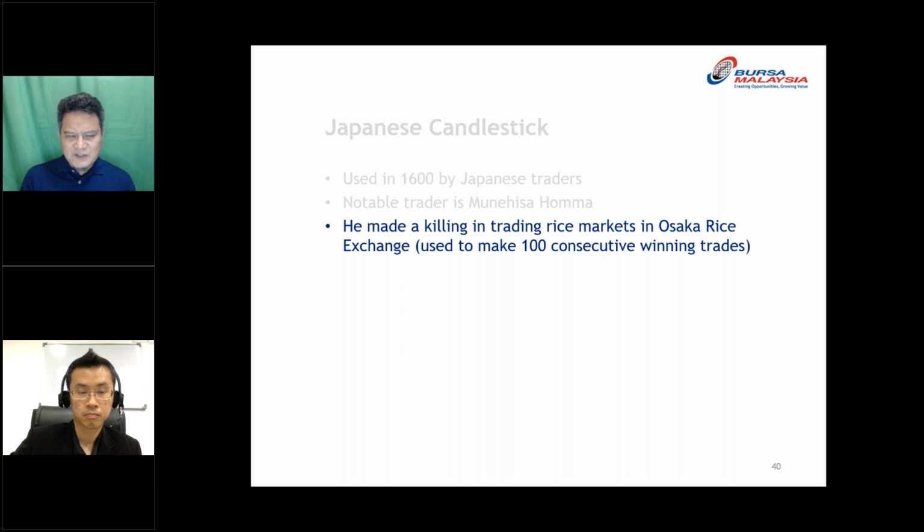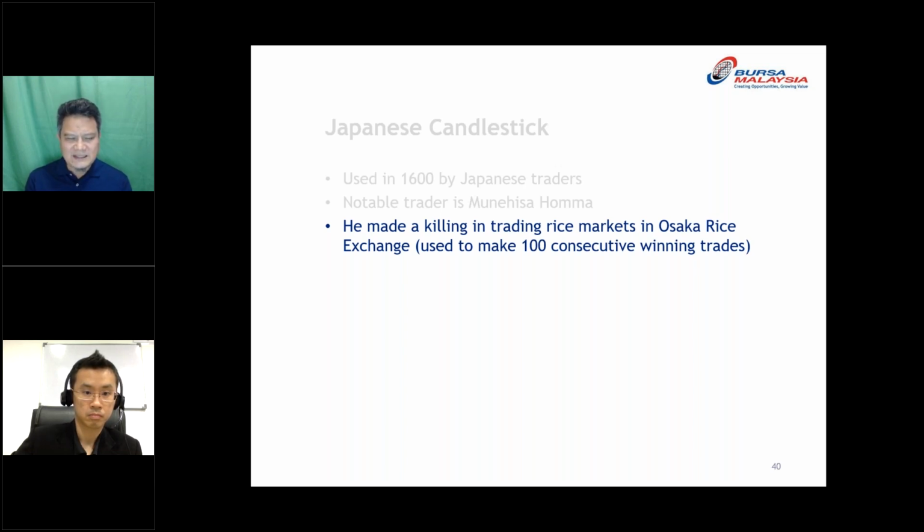The Osaka Rice Exchange is still available up to today, still in Osaka. We are talking about Japan, where they have traded rice since 1600. But it's not that they carry a sack of rice. No, they trade the rice coupon.